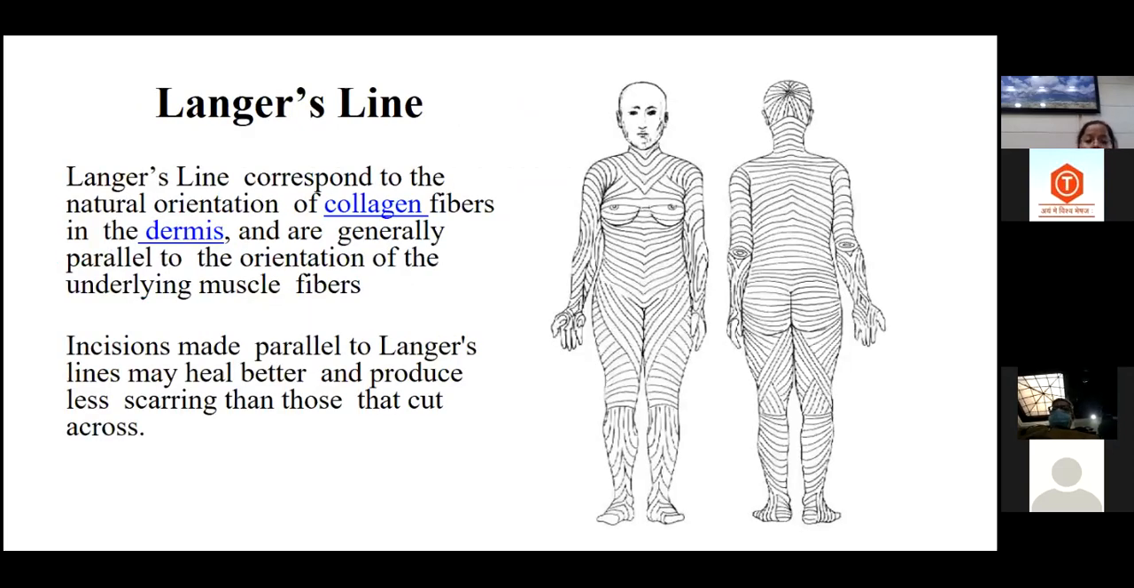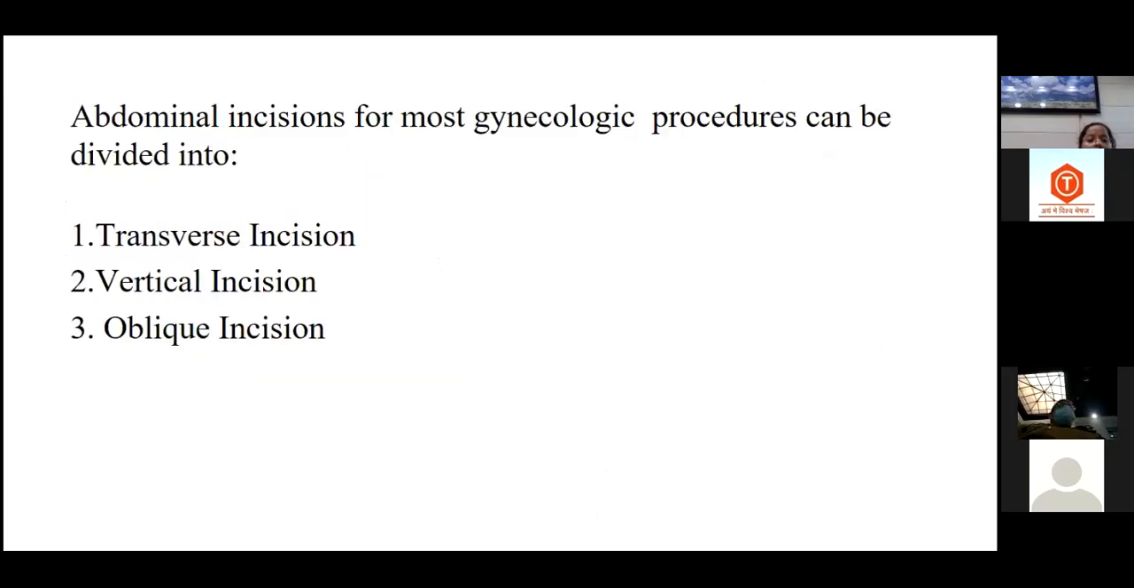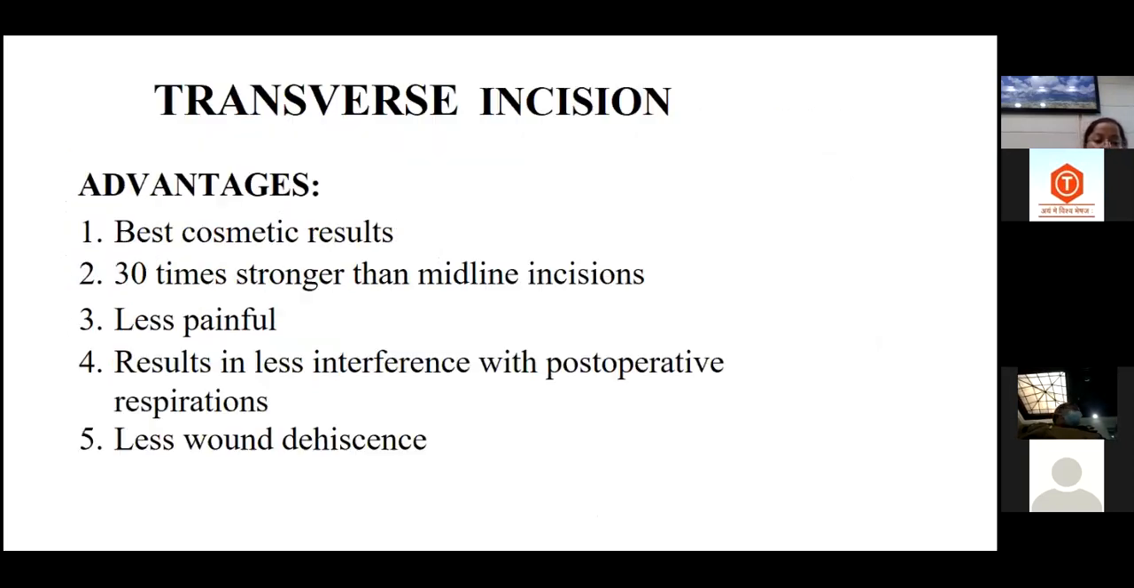Langer lines correspond to the natural orientation of the collagen fibers in the dermis and are generally parallel to the orientation of the underlying muscle fibers. So an incision made parallel to Langer lines may heal better and produce less scarring than those that are cut across. Abdominal incisions for most gynecological procedures can be divided mainly into transverse and vertical incisions, and oblique in cases of extraperitoneal or transperitoneal approach.